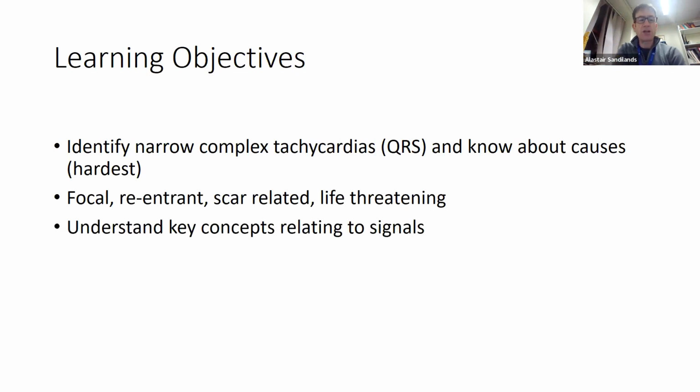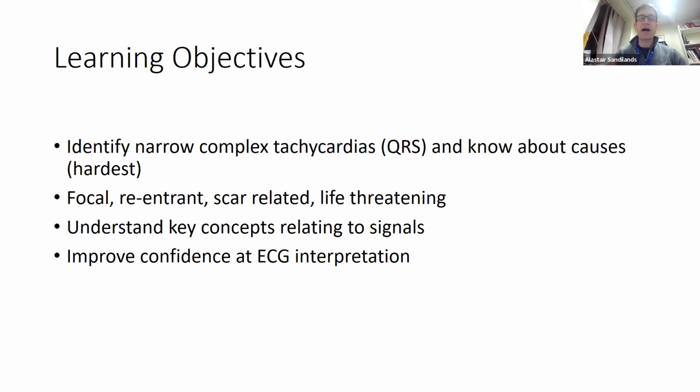So again, I want you to try and understand the key concepts relating to the signals. We'll have a review of the signals that are pertinent towards tachycardia and the algorithm that I've got for tachycardias. And of course, I want to improve your confidence at ECG interpretation, and hopefully it's working so far for you. So this evening, we're going to go through some signals that are pertinent and what you need to be looking for when going through the algorithm.